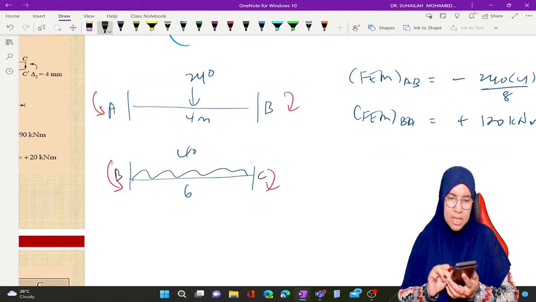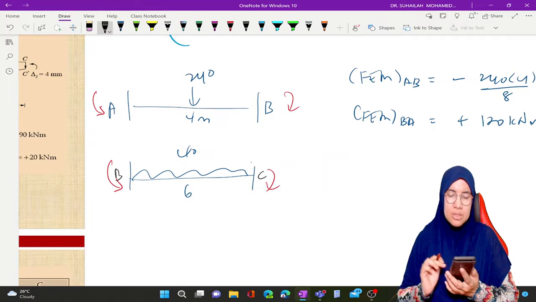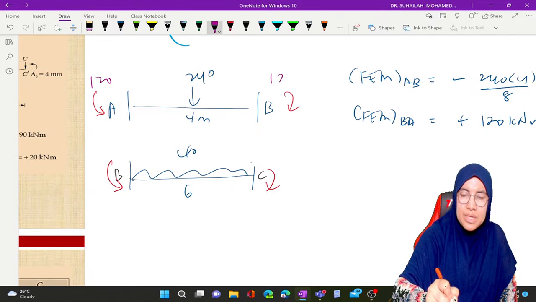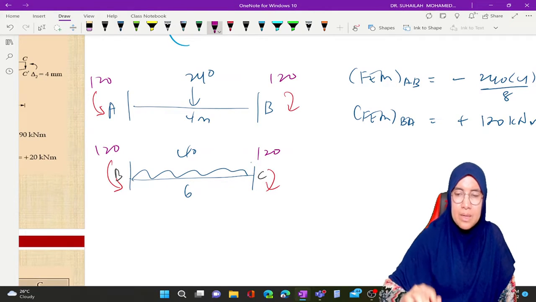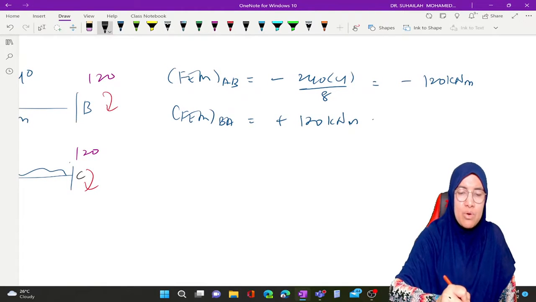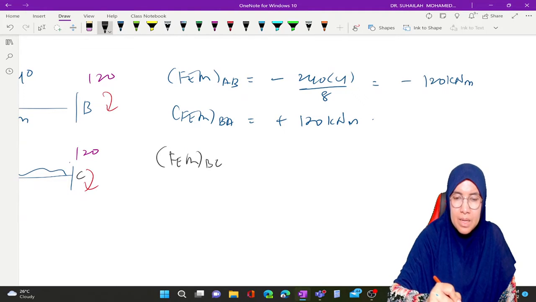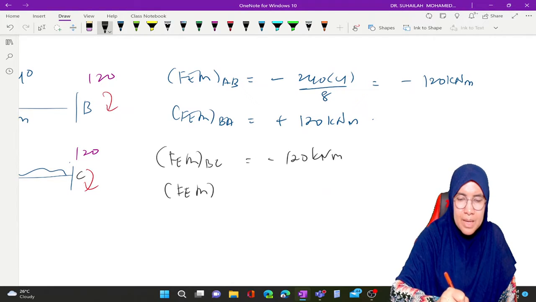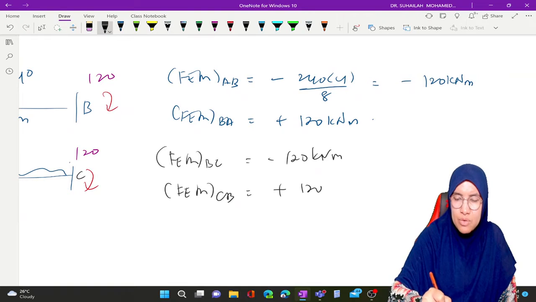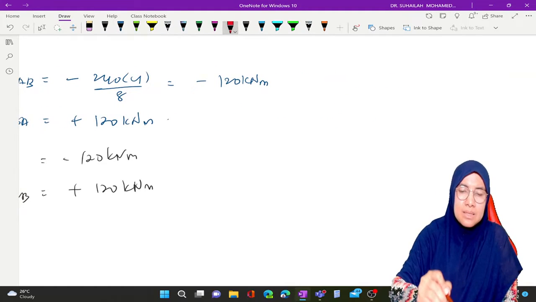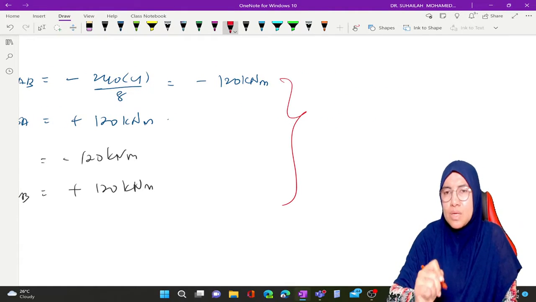So it is WL squared over 12 because we assume both ends are fixed. W is 40, L is 6, squared, over 12. So it is 120 as well. So if both ends are fixed, we have moment at both ends. So FEM BC is negative 120 kilonewton meter, and FEM CB is positive 120 kilonewton meter.